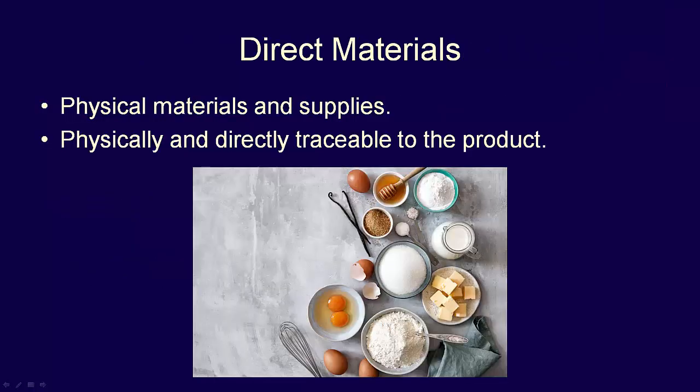Direct materials are the physical materials and supplies that are built into the product during the manufacturing process. For a bakery, this would include the flour, sugar, eggs, milk, butter, and other ingredients included in, for instance, a cake. These are the raw materials which can be physically and directly traced to the finished product. So are all raw materials used in the manufacturing process direct materials?